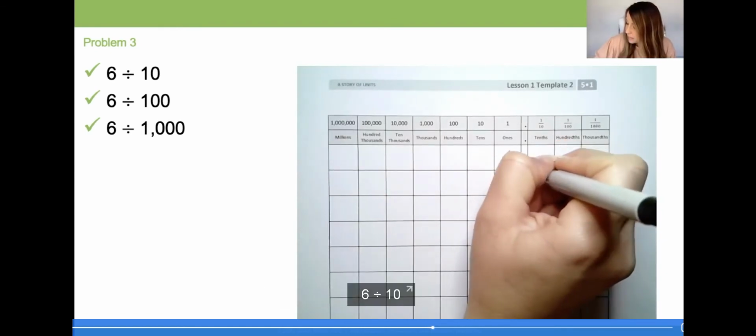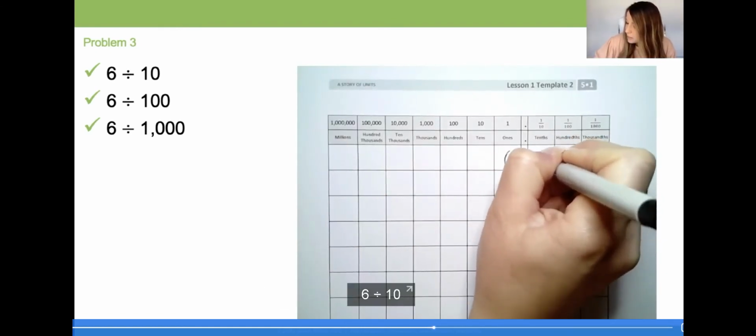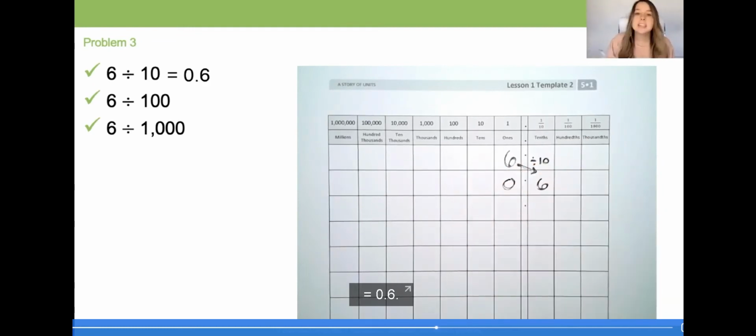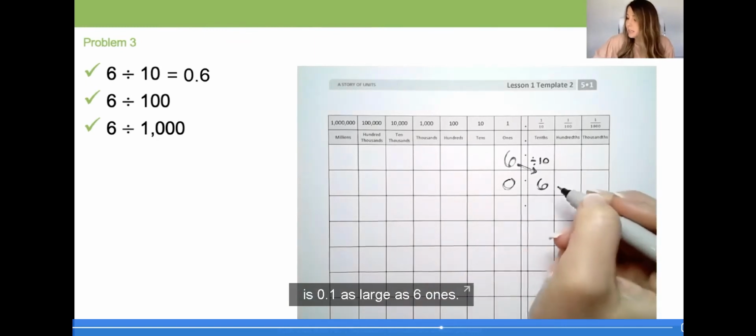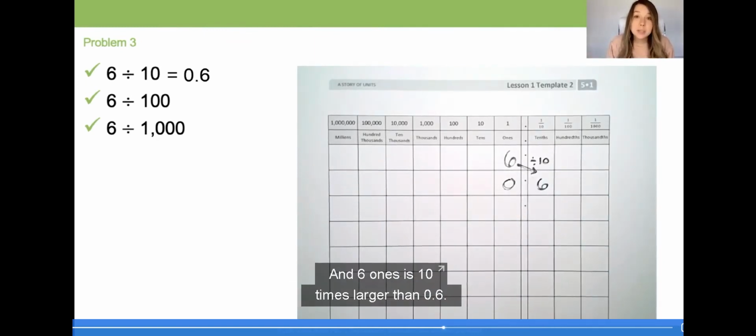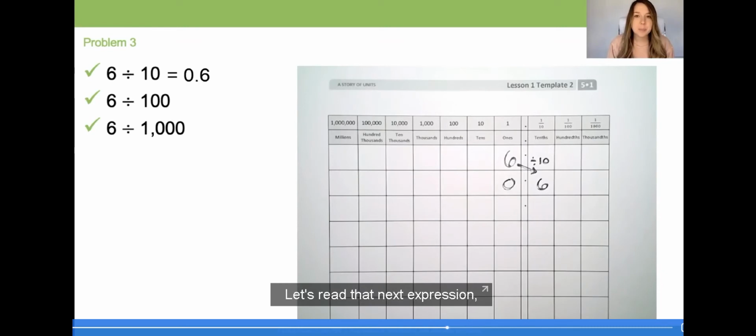6 divided by 10 equals 6/10. So we can see that 6/10 is 1/10 as large as 6 ones, and 6 ones is 10 times larger than 6/10. Let's read that next expression.